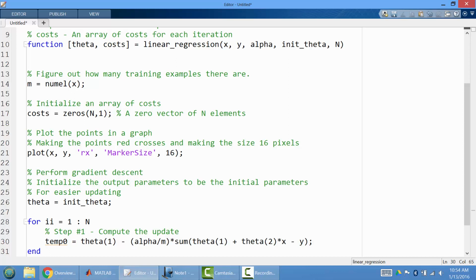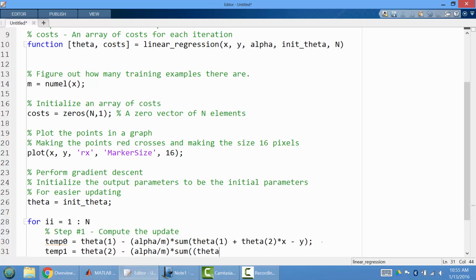So remember, this is alpha, and this is linear, so it's 1 over m. Then you have to sum over the hypothesis, which is this stuff here: theta 1, theta 2 times x. And then subtract the training examples, right? And then you do the same thing.